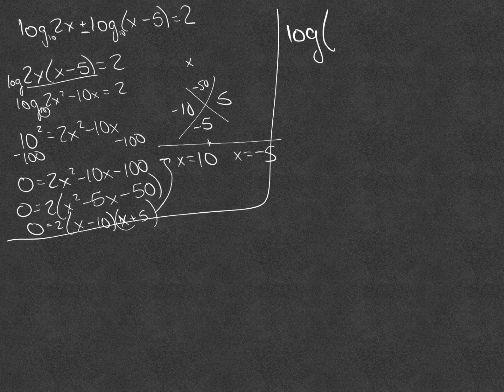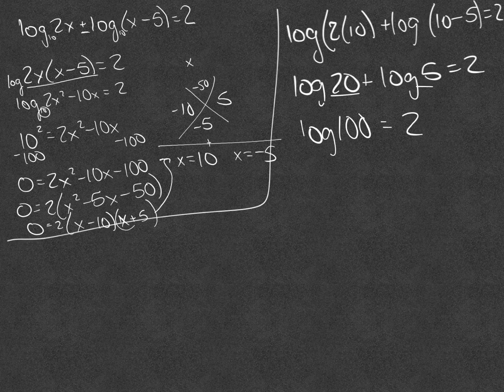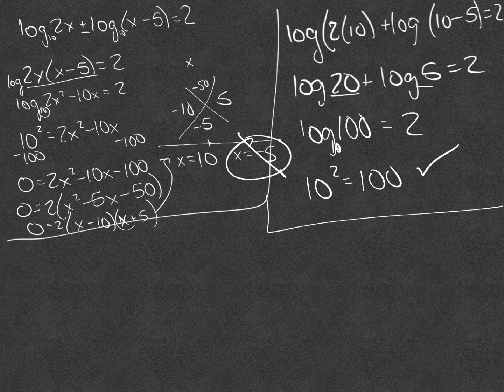Log of 2 times 10 plus log of 10 minus 5 equals 2. That gives me log 20 plus log 5 equals 2. And then I get log 100 when I multiply 20 and 5, equals 2. Well, that's log base 10 of 100 equals 2, and that is definitely correct because 10 squared equals 100 when you do that rewrite. All right, so 10 is the answer, which means negative 5 is extraneous.